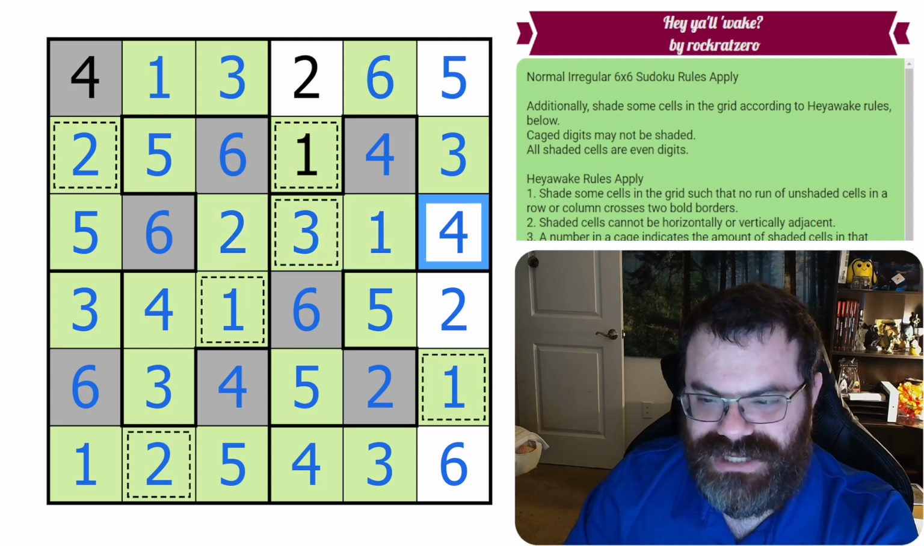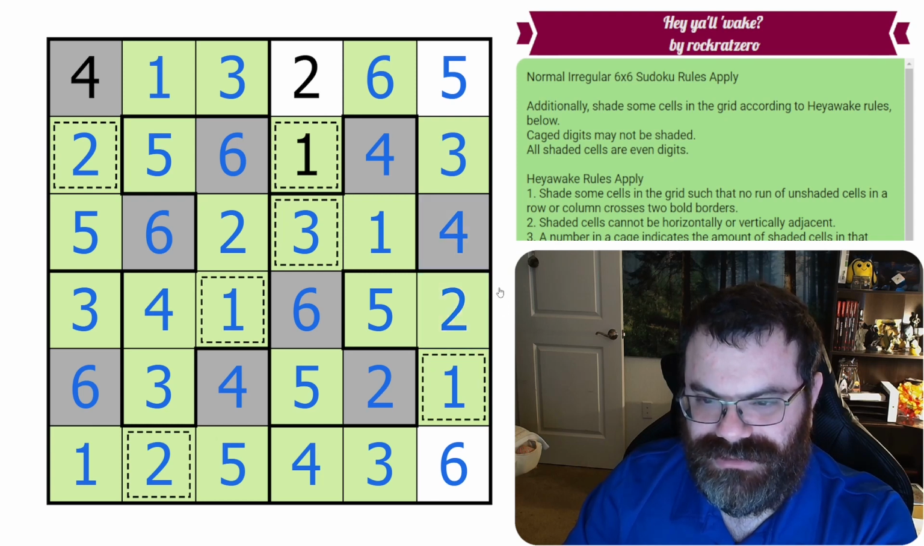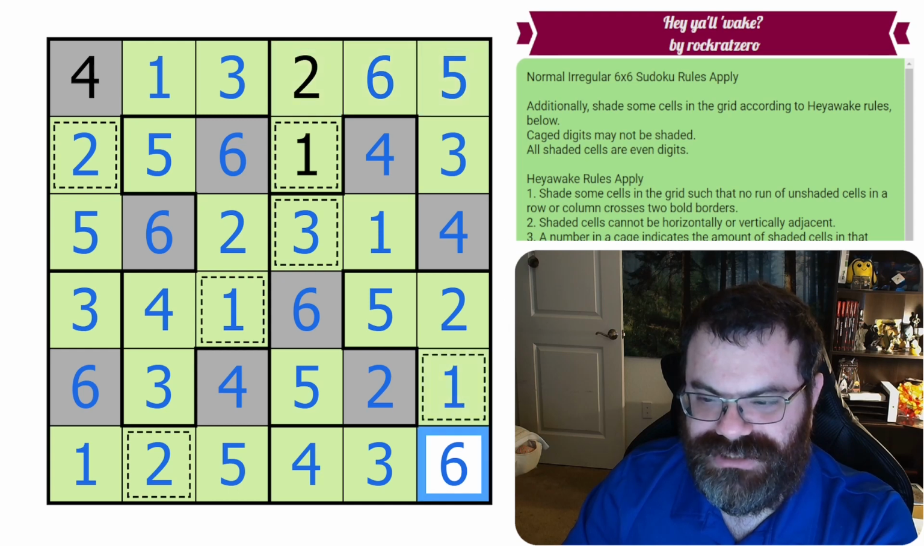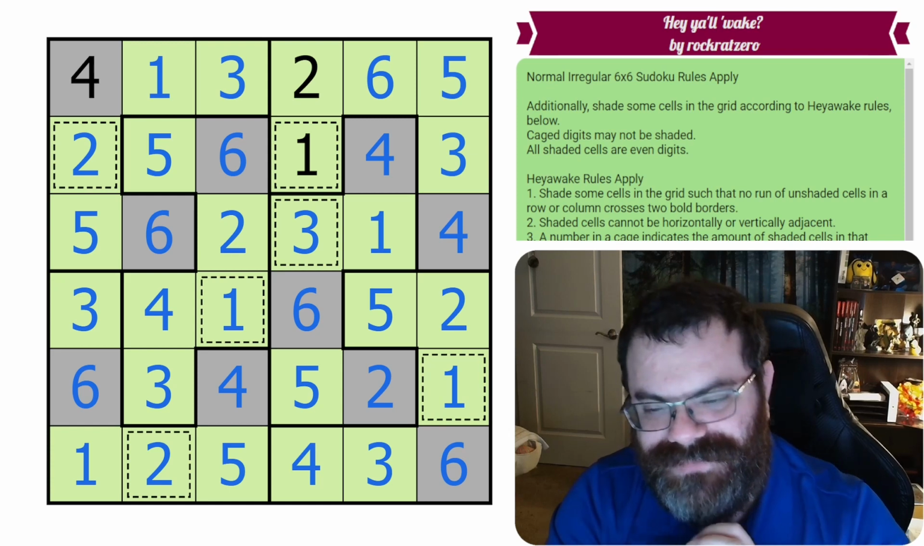So if this was not shaded, we cross 2 bold borders. So this needs to be shaded. It needs to be surrounded with greens. That's the last shading for this region. And then this region needs a shade, so that goes there. Nice. So that should be it. That should be the correct shading.